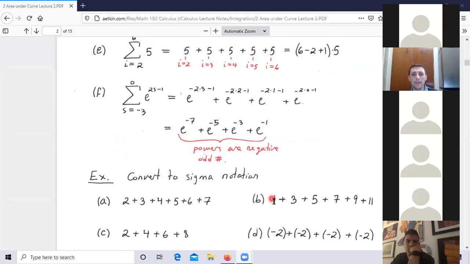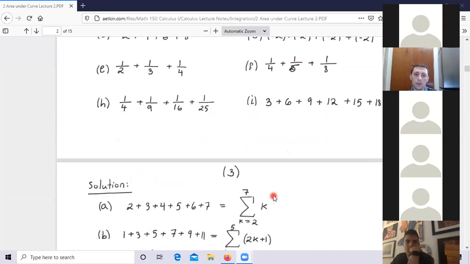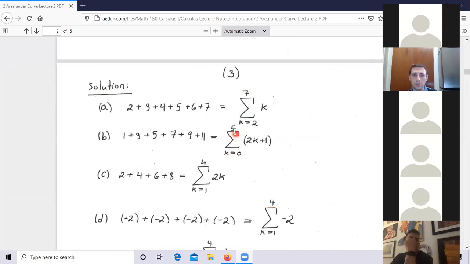And then how do you encode the odd numbers? You can think of odd numbers as 2 times a number plus 1. 2 times a number plus 1 makes it odd. So I can write it as, let's say, k equal to 0 to 5 of 2 times k plus 1. The summation 1 plus 3 plus 5 plus 7 plus 9 plus 11 is summation from 0 to 5 of 2k plus 1. Right? Summation of 2 plus 4 plus 6 plus 8 is 2 times k, where k is 1 all the way to 4. Do you all see that?